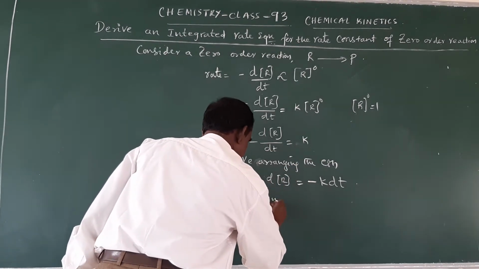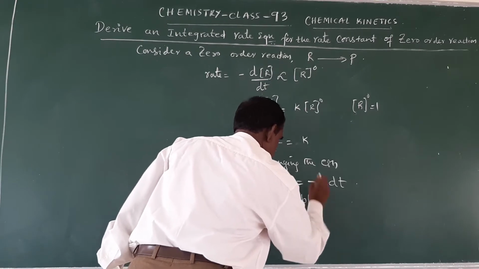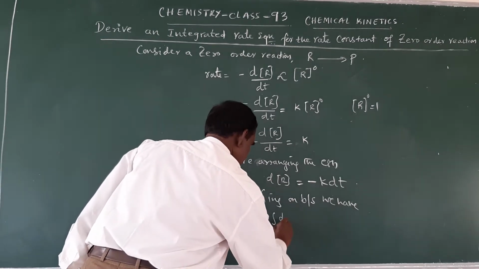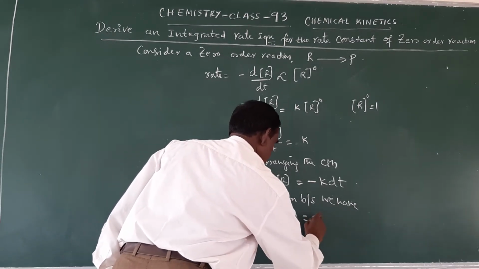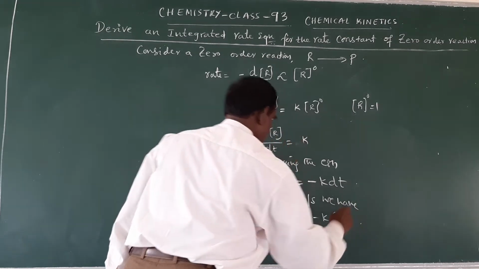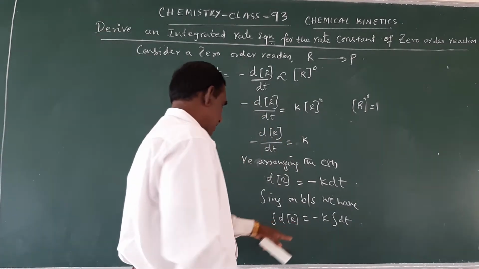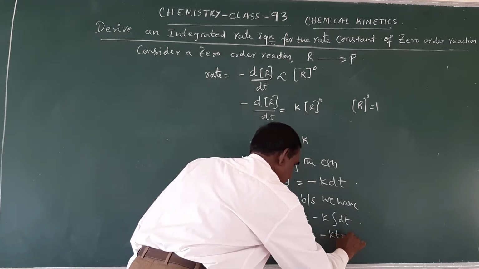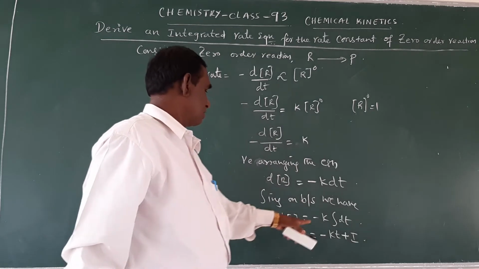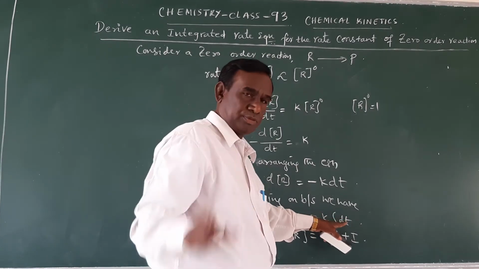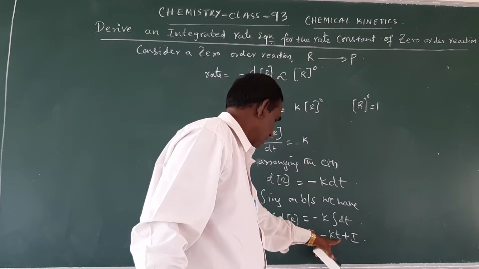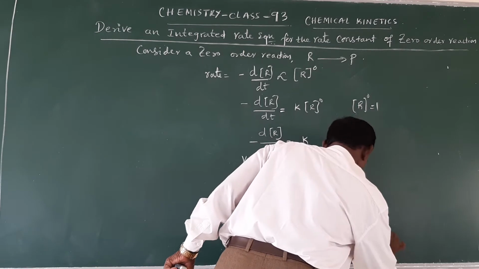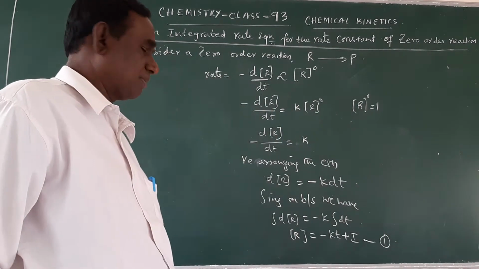So now integrating on both sides, we have the integration of dR is equal to minus k into the integration of dt. Therefore, the integration of dR is equal to R, the concentration of R, is equal to minus kt plus I. I is called the integration constant. Let me take this as equation number 1: concentration of R is equal to minus kt plus I.